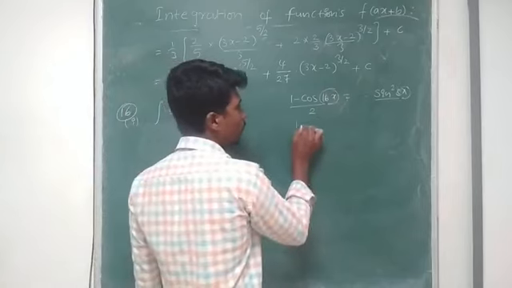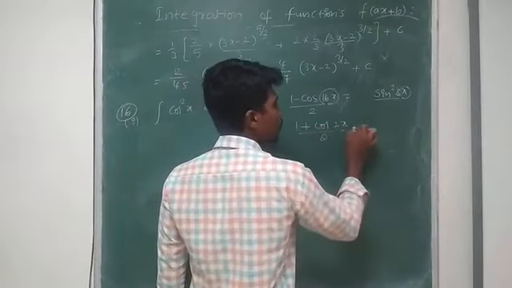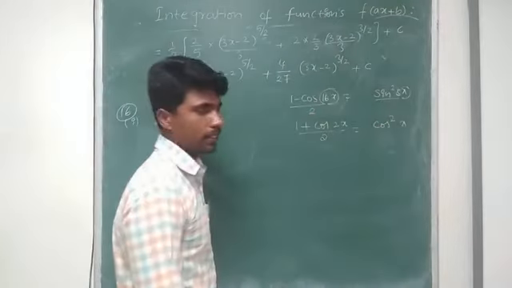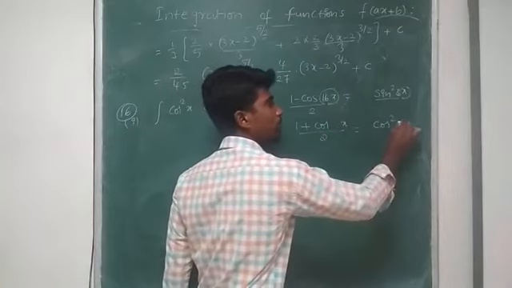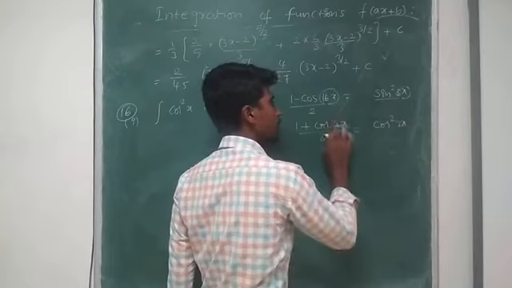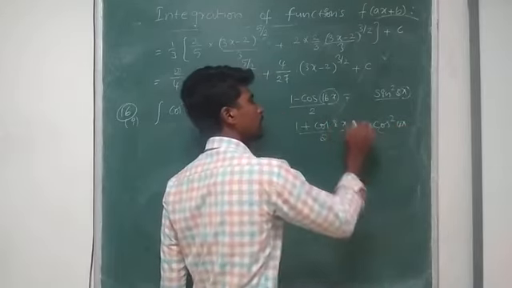If I have 1 plus cos 2x by 2, which is equal to cos square x, right? Now if I have cos square 2x, this becomes 4x. If it is 2, it's 4. If it is 3, it will be 6. If it is 4, this will be 8.